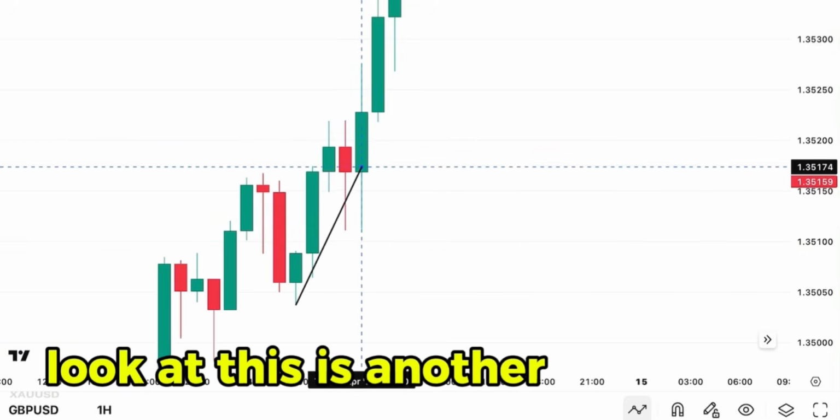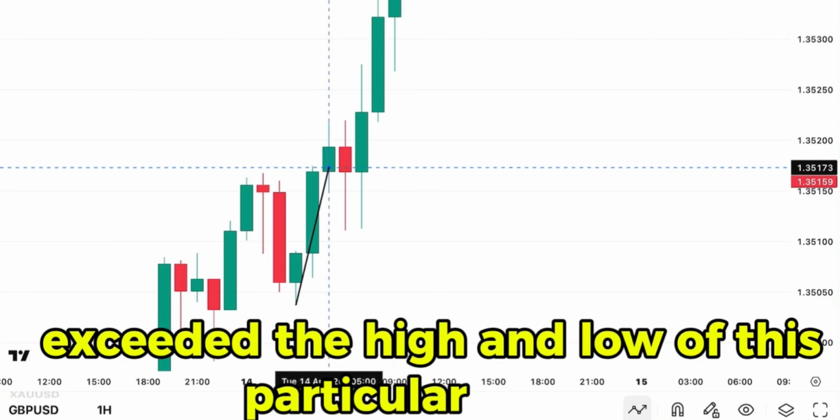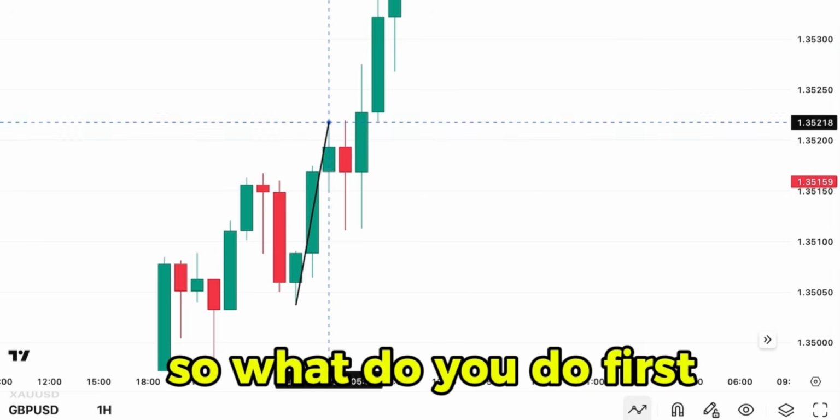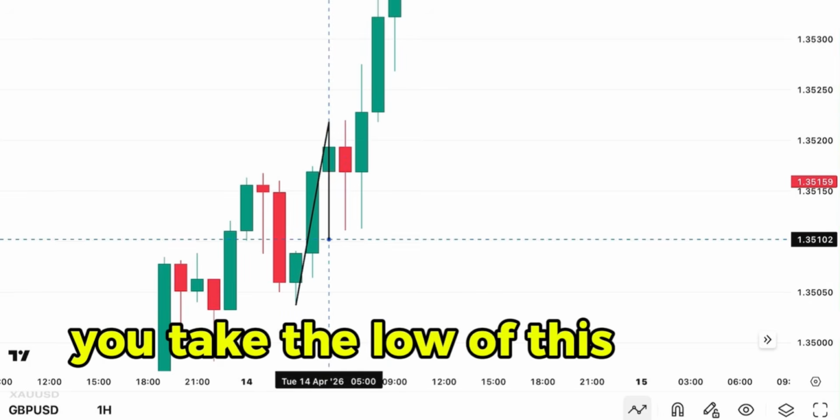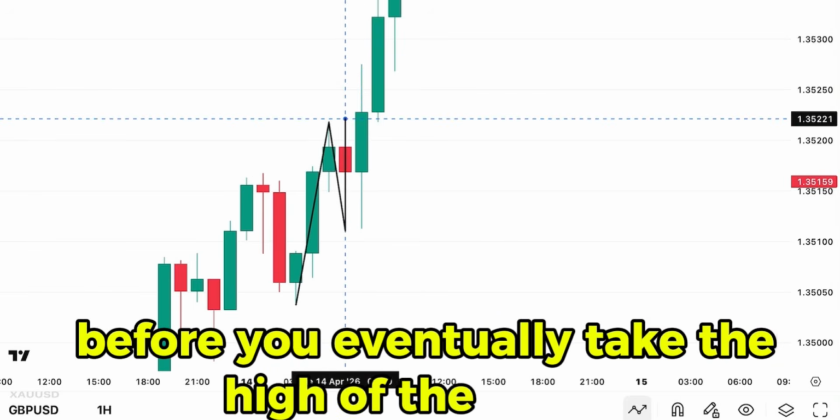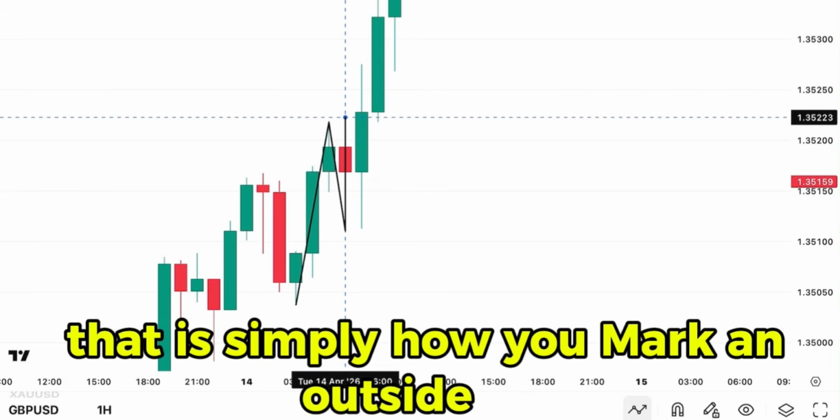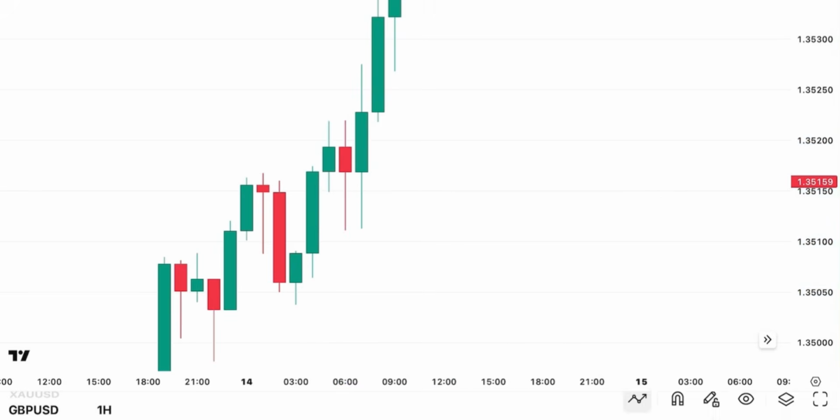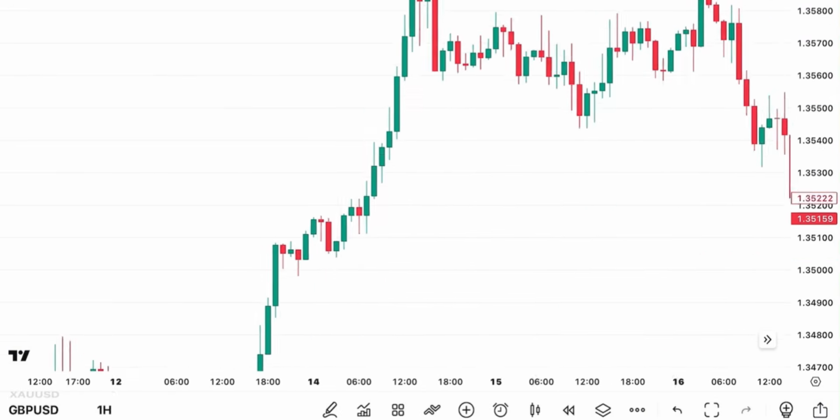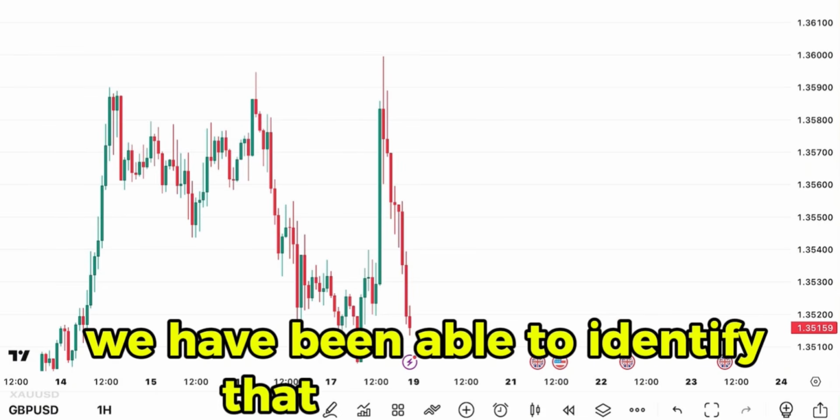Look at this, this is another outside bar. This candle exceeded the high and low of this particular candle. So what do you do first? You take the low of this candle first before you eventually take the high of the candle. You can see that is simply how you mark an outside bar in the market. So we have been able to identify that in the market.